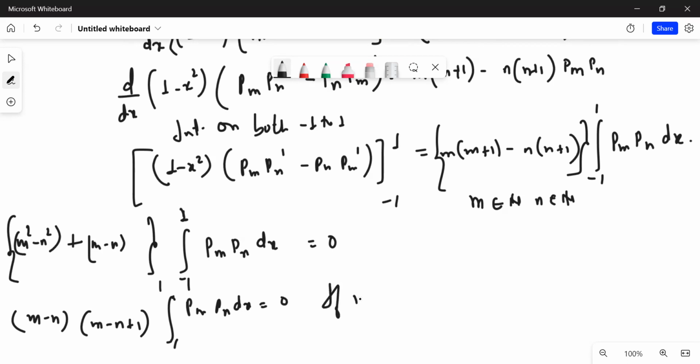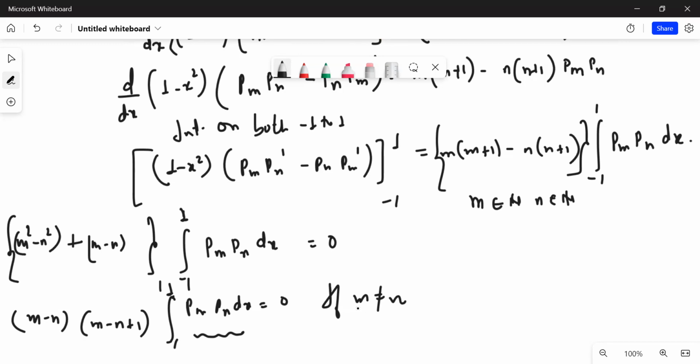So if m is equal to n, then anyway this would be 0. If m is equal to n, it automatically becomes 0, not because this is 0. Even if it is non-zero, if m is equal to n, in any case, this is going to become 0. So I'm taking the case of m not equal to n.